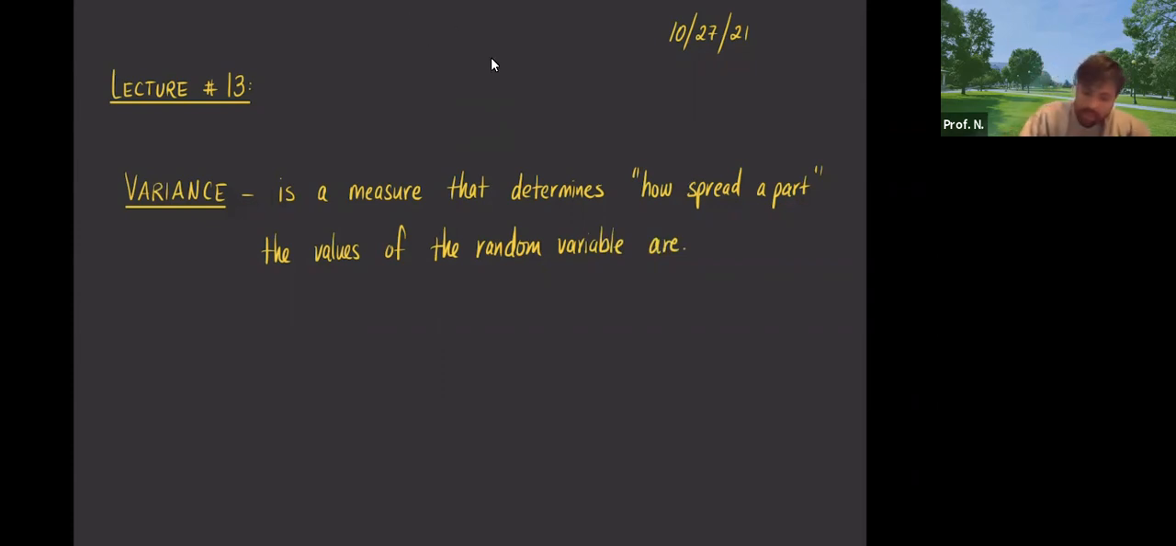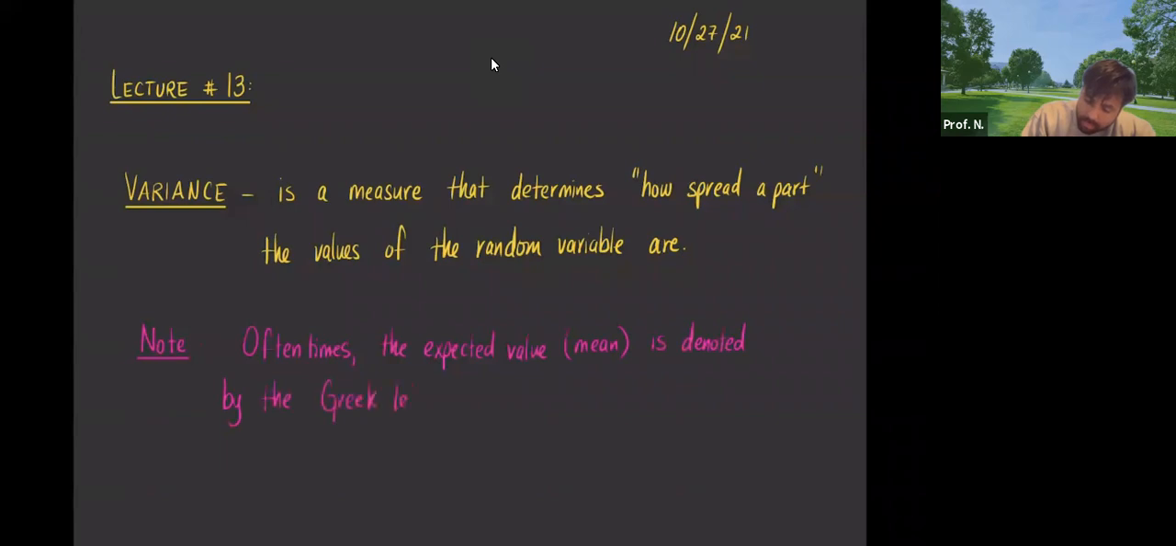So one little thing I want to say before we continue with variance is that oftentimes the expected value, also known as the mean, is denoted by the Greek letter mu, which is kind of like a script U.